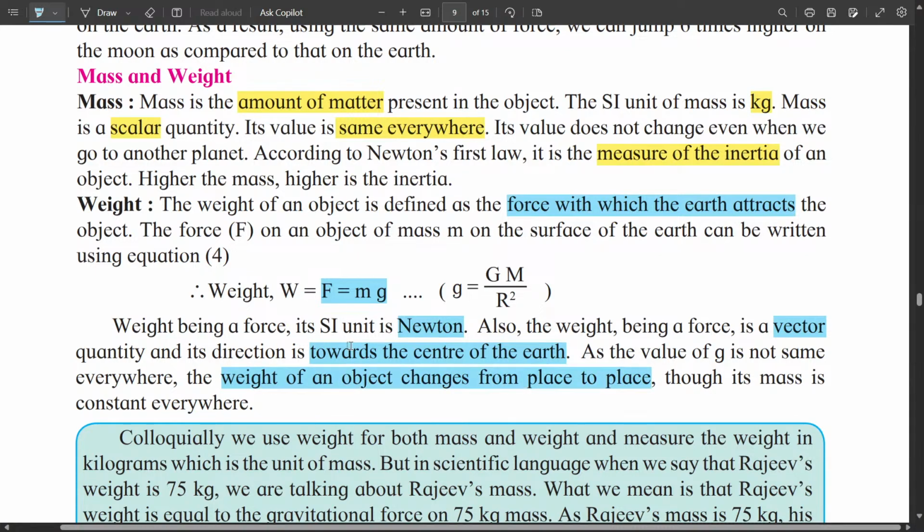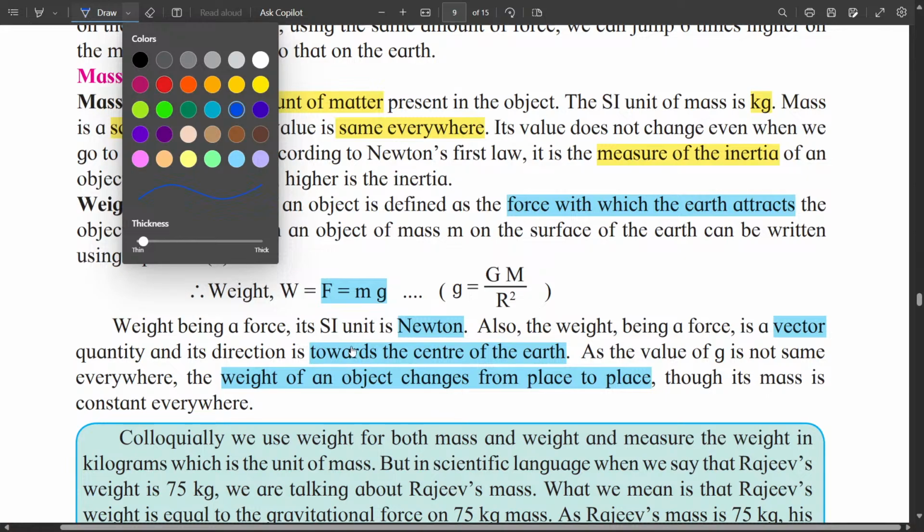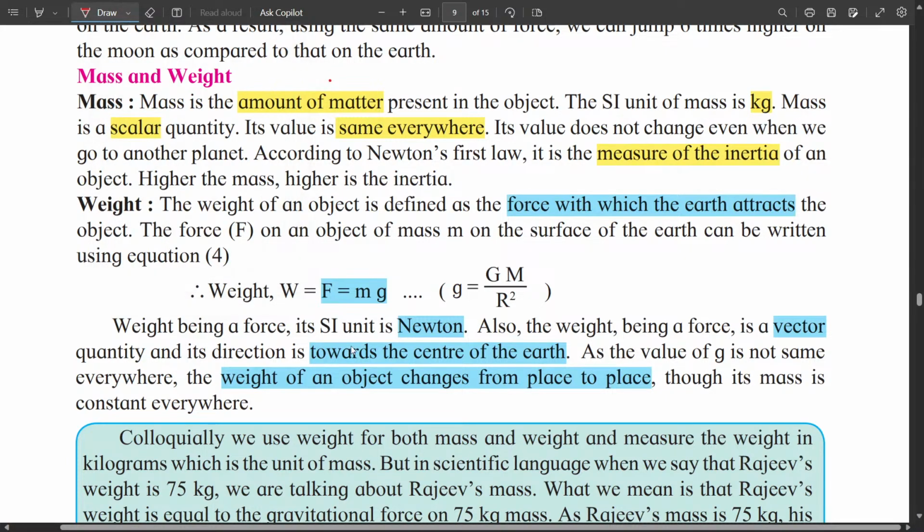So if in the examination they ask you to differentiate between mass and weight, the first point will be the definition, that is, mass is the amount of matter present in the object, whereas the weight is the force with which Earth attracts it, meaning it's the amount of force acting on the object.